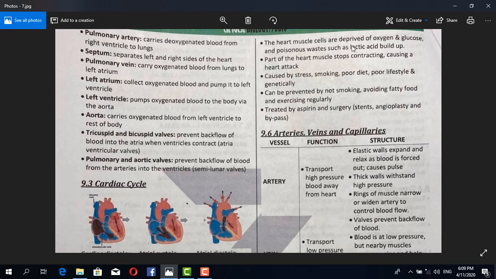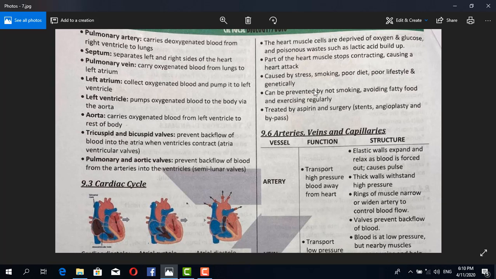So the heart muscle cells are deprived of oxygen and glucose, and poisonous wastes such as lactic acid build up. Part of the heart muscle stops contracting, causing a heart attack, because how does the heart pump the blood? By contracting and relaxing. This is what we call a pump, because it contracts and then when it releases, it relaxes and releases the blood to all the body. And it is also caused by stress, smoking, poor diet or poor lifestyle, and sometimes it can be genetic.